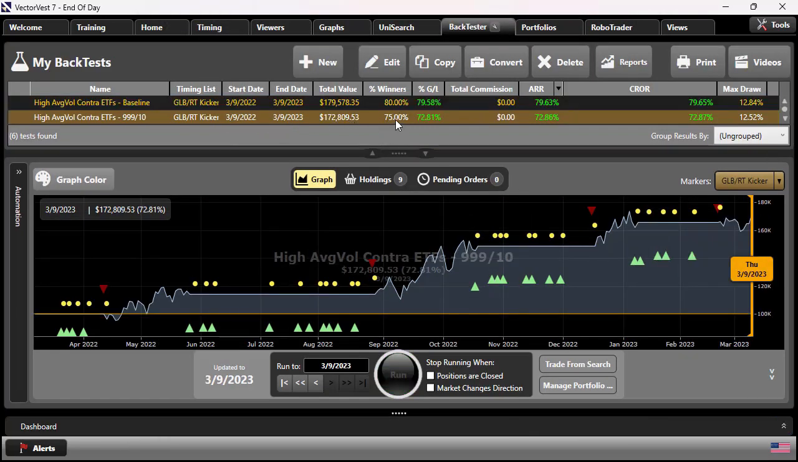So here we see the results. It did knock down our percentage winners from 80% to 75%, so we got knocked out of a trade. And it lowered our percentage gain loss. It also made a slight improvement to our drawdown. But the biggest benefit now is that I have defined my maximum risk to the portfolio of about 10% if all 10 positions all fell to their maximum stop loss.